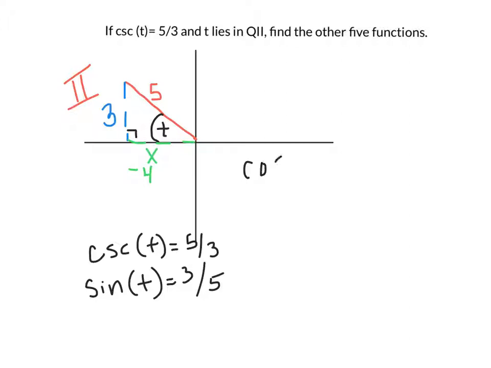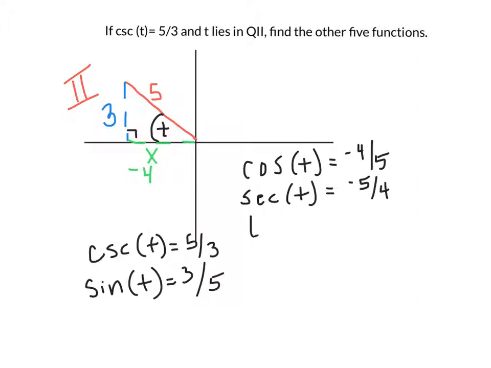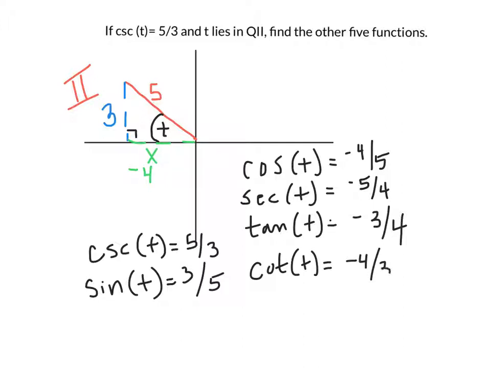As soon as you see that that value is -4, the rest of this is easy. Let's do cosine. The cosine of t would be the x value, or the adjacent, over the hypotenuse, or -4/5. The secant is going to be the reciprocal of the cosine, so the secant is going to be -5/4. The tangent is going to be the opposite over the adjacent. I would assign the negative to the top of the fraction. The opposite is 3. The adjacent is -4, so that would be -3/4. And then the cotangent would be the reciprocal of the tangent, or -4/3.